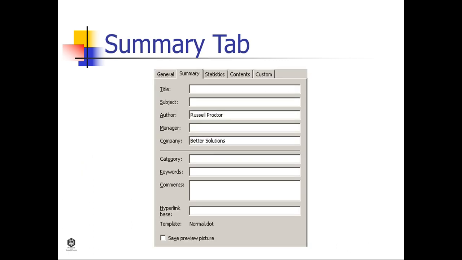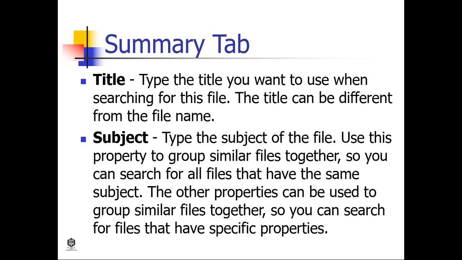And here's the Summary tab. Title: type the title you want to use when searching for this file. The title can be different from the file name. Subject: type the subject of the file. Use this property to group similar files together, so you can search for all files that have the same subject. The other properties can be used to group similar files together, so you can search for files that have specific properties.